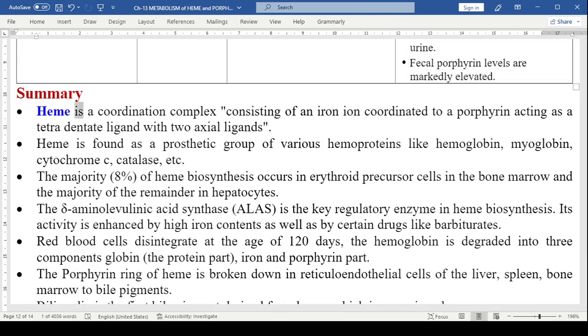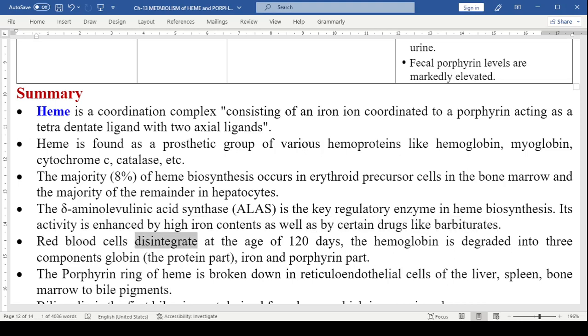Summary. Heme is a coordination complex consisting of an iron ion coordinated to a porphyrin acting as a tetradentate ligand with two axial ligands. Heme is found as a prosthetic group of various hemoproteins like hemoglobin, myoglobin, cytochrome C, catalase, etc. The majority, 85%, of heme biosynthesis occurs in erythroid precursor cells in the bone marrow and the majority of the remainder in hepatocytes. The delta-aminolevulinic acid synthase, ALAS, is the key regulatory enzyme in heme biosynthesis. Its activity is enhanced by high iron contents as well as by certain drugs like barbiturates.